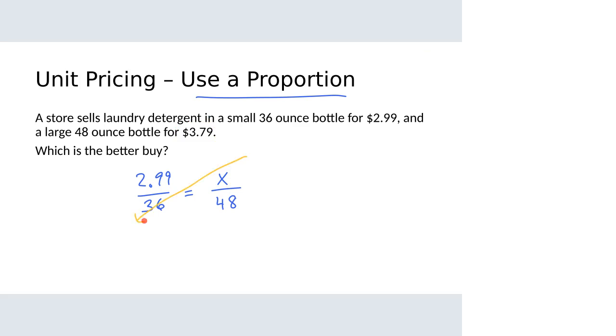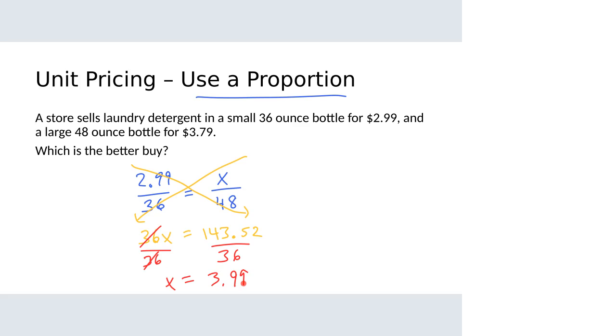So we'll solve this proportion by cross multiplying. 36x is whatever 2.99 times 48 is, 143.52. Oops. Just like we did before, we're going to divide both sides by whatever that coefficient is. We're going to divide by 36 on both sides. Those cancel, leaving x equals, and we'll divide by 36, 3.98. And that keeps going. So actually, if I rounded to the nearest hundredth, it would be 3.99.